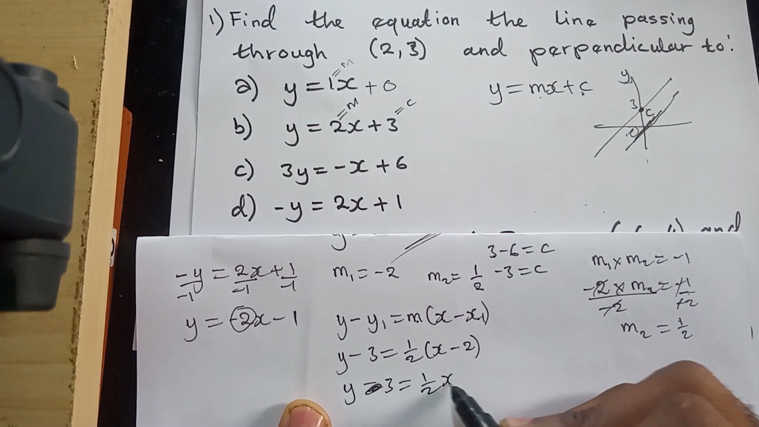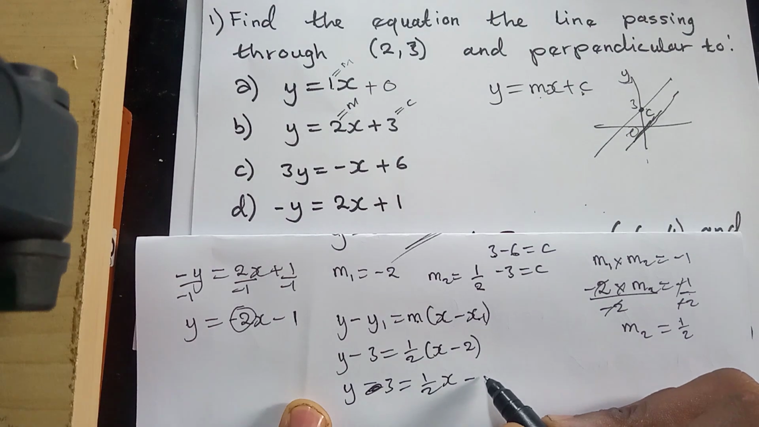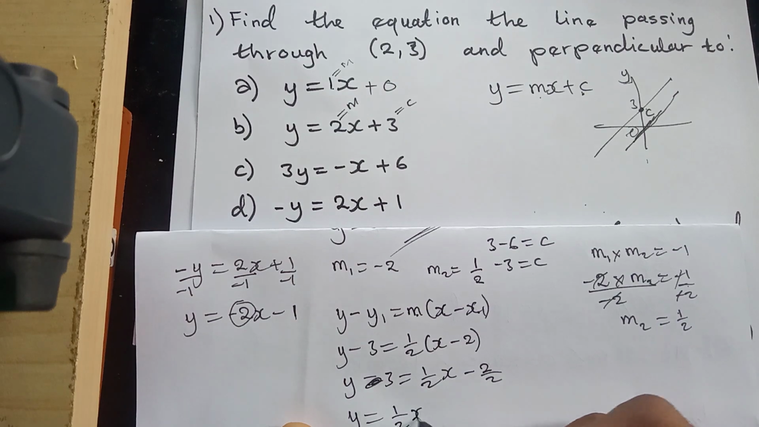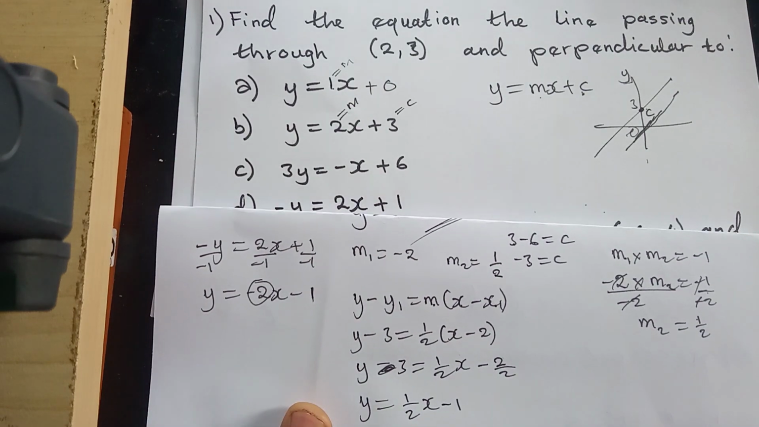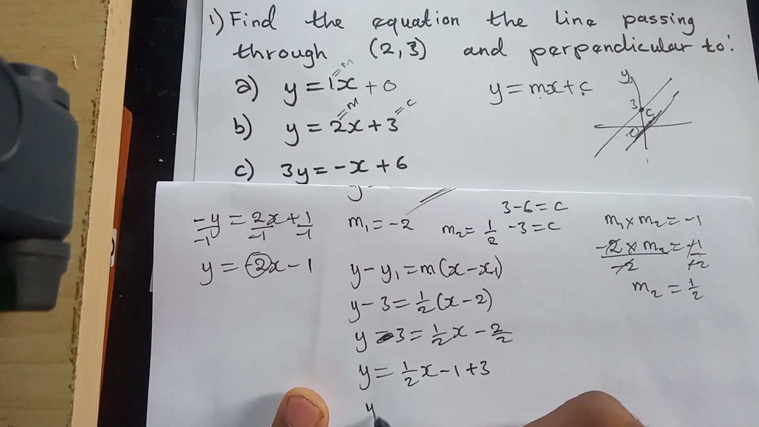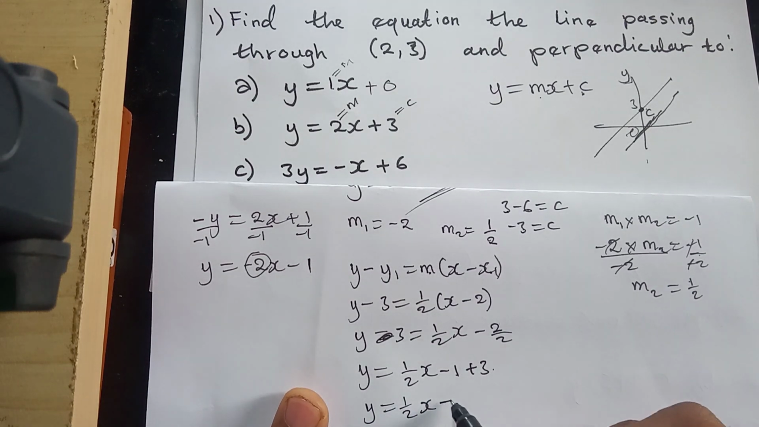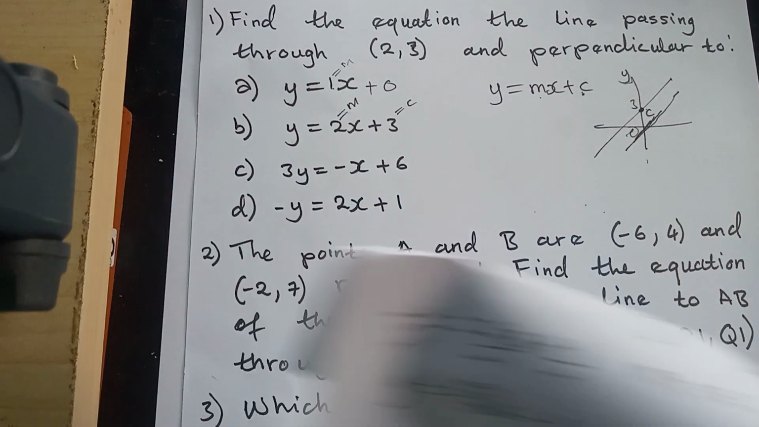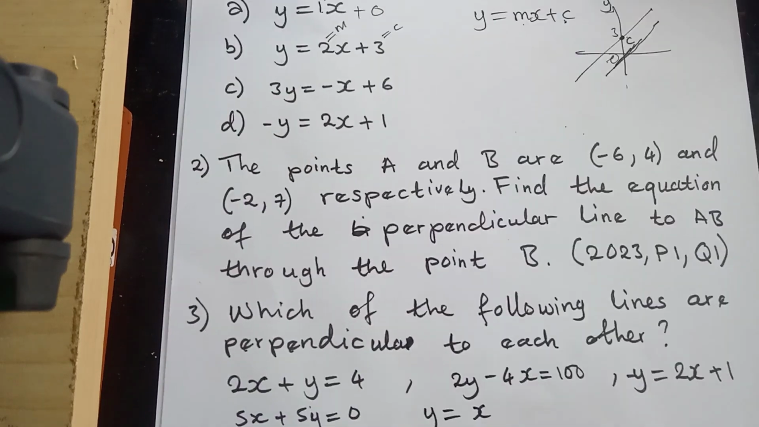So we have half x minus, this one will simply be 2/2, and then when you take the 3 to the other side, of course this will be a 1, -1. Then when you take the -3 to the other side, you have this. So y is equal to half x, then this plus this will be +2, and this is the equation we are trying to find. And then let's go to part 2.